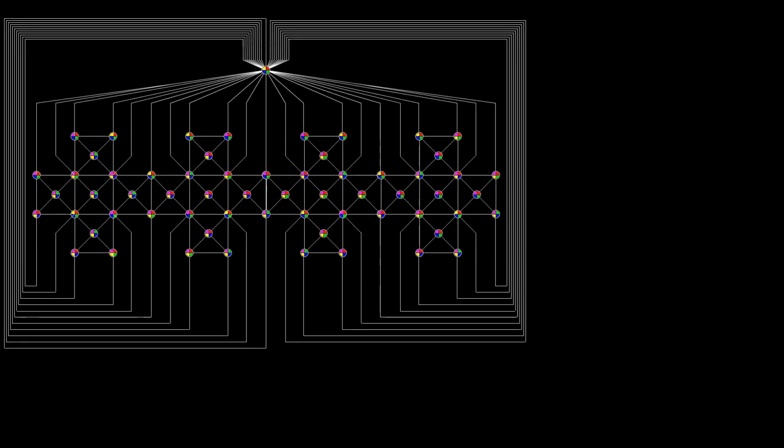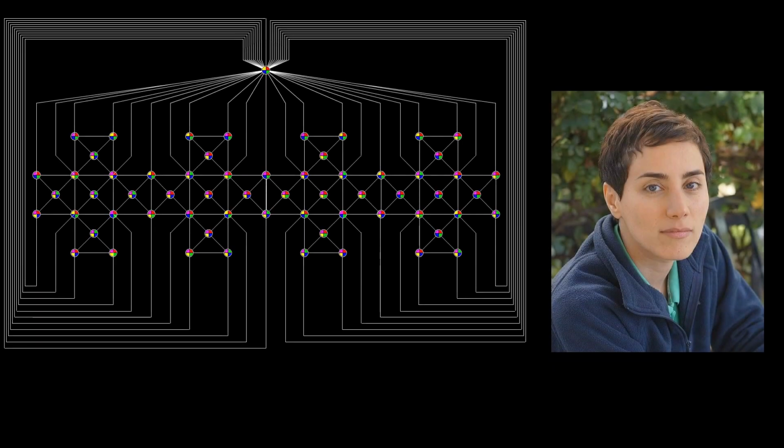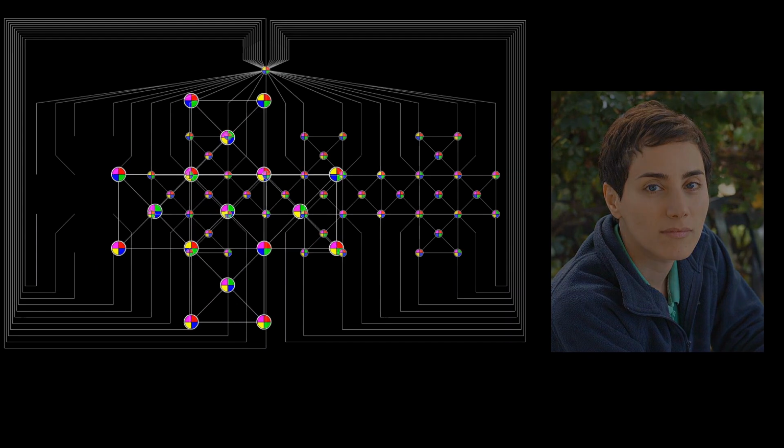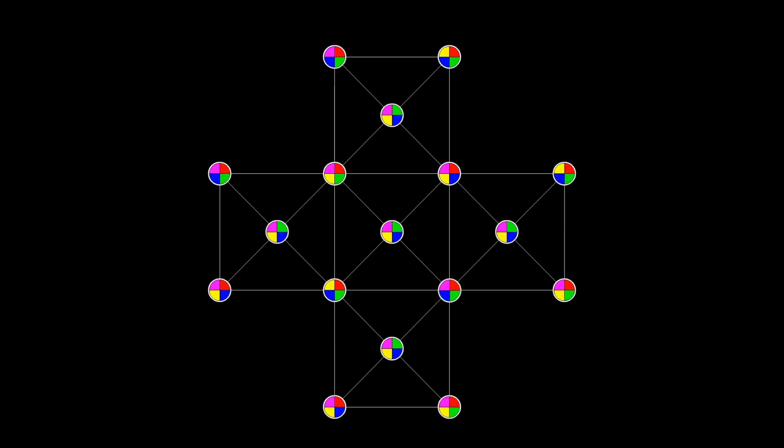instead of explaining this, I'm going to explain a simple example found a few years later by none other than Maryam Mirzakhani. It was one of her first papers. So this one has just 63 vertices, and you can see more clearly how it is composed of smaller pieces. Let's see how those work.